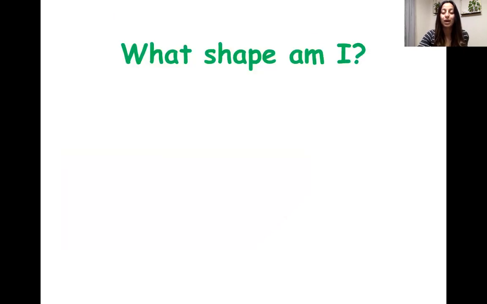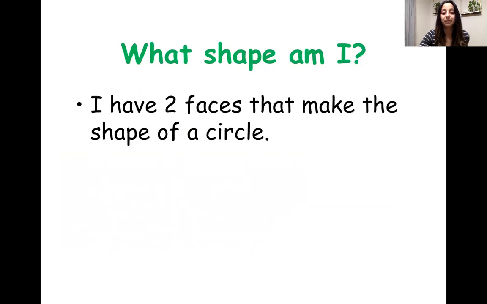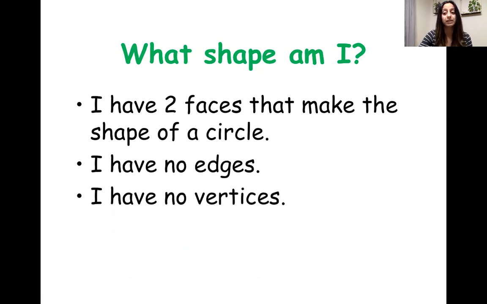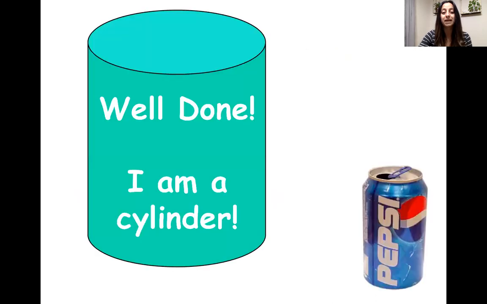What shape am I? I have 2 faces that make the shape of a circle. So this shape has two faces that are both circles. I have no edges. I have no vertices. I am a, well done, I'm a cylinder.